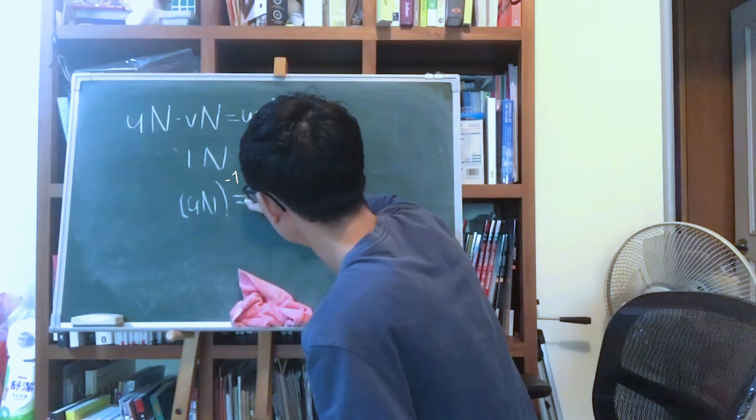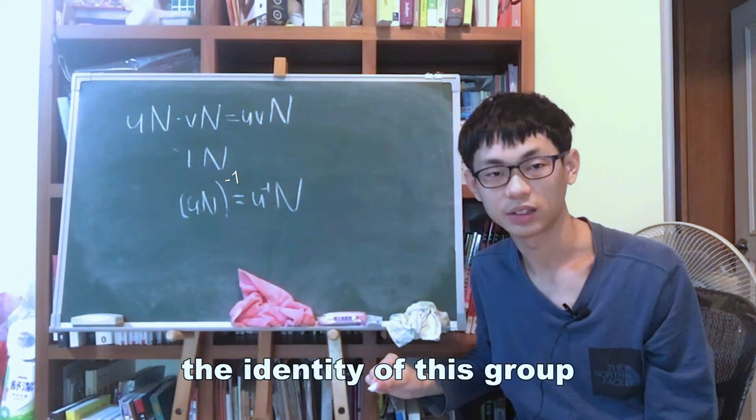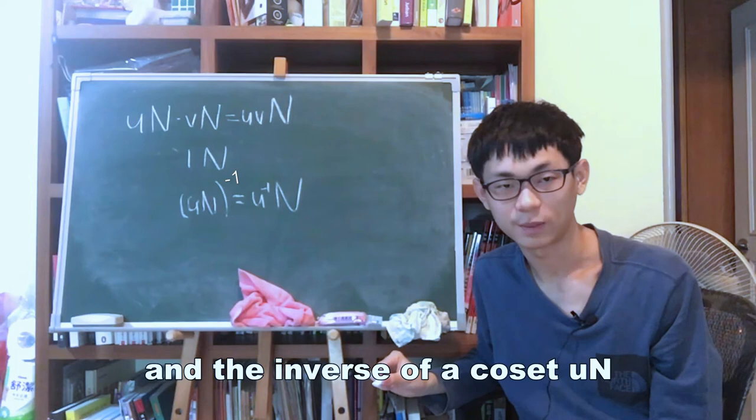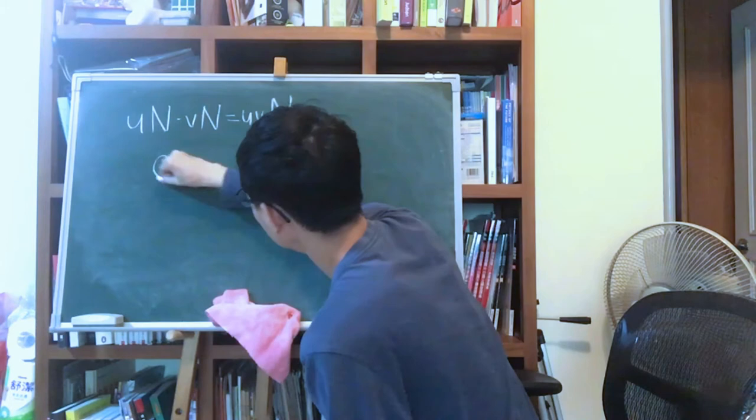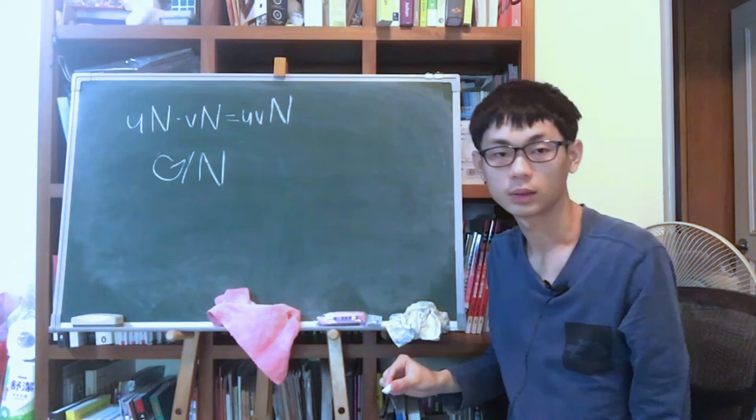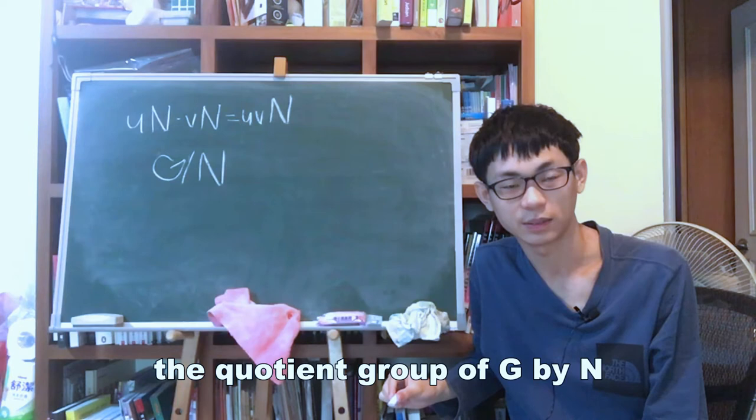The identity of this group is the coset 1N, and the inverse of a coset uN is the coset u inverse N. This group is called the quotient group of G by N, denoted by G mod N.